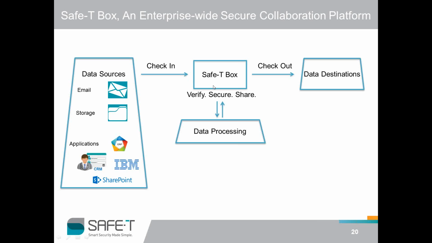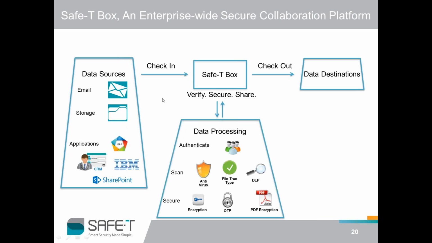Once the data is checked into the Safety Box, and this can be done in multiple ways, Safety Box will run a verification process. It will perform authentication with the Active Directory or LDAP or any other authentication service that you have at the organization. It will scan the data. So incoming traffic will go through an antivirus, file filter, etc. Any outgoing traffic will go through a DLP.